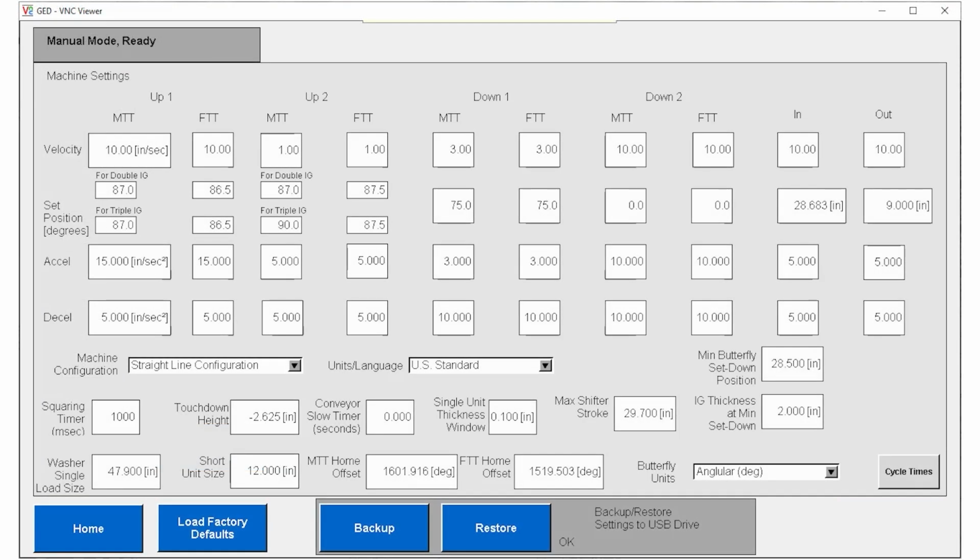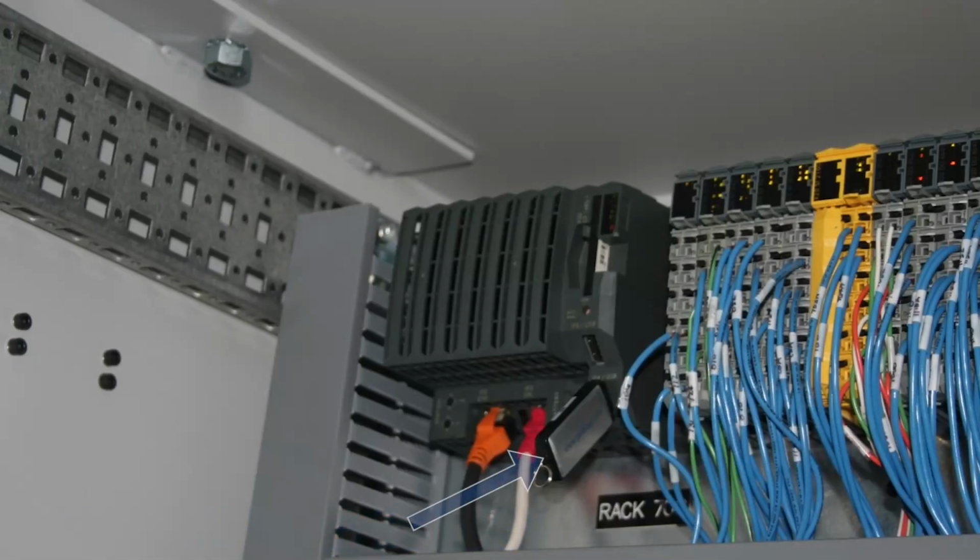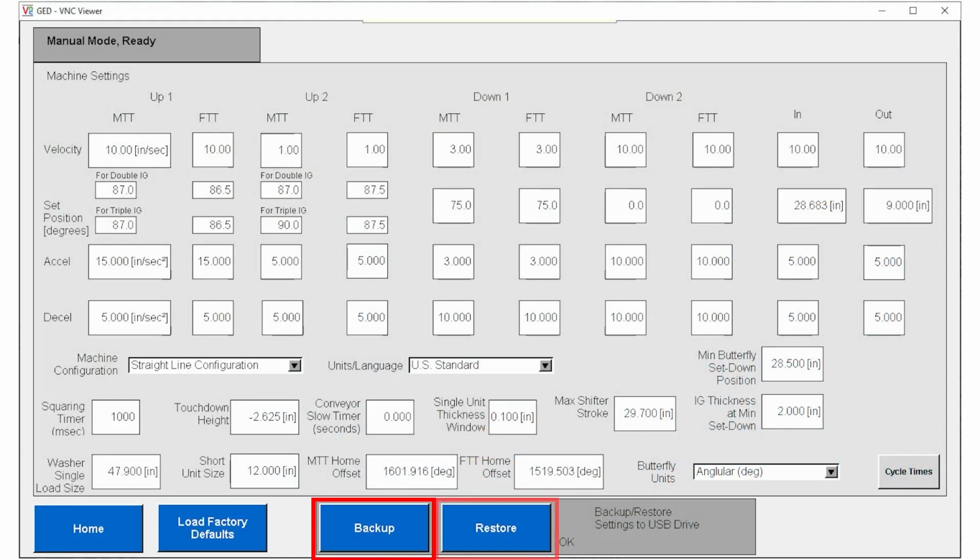The last two buttons on the screen are the Backup and Restore buttons. The Backup button writes all the parameters on this page to a flash drive installed in the PLC rack. The Restore button reads all the parameters from the flash drive and writes them to the PLC. That covers all the items in the machine settings screen.